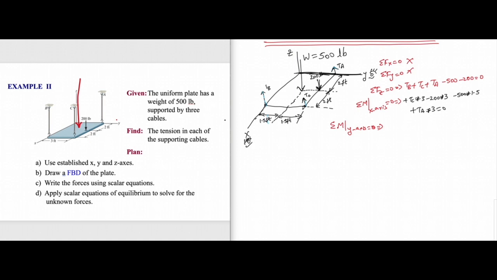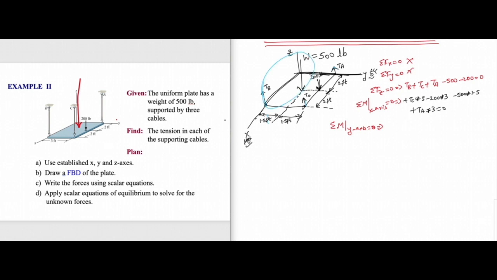Let's start from TB. What is the distance of TB from the y-axis? 4 feet. So this distance is 4 feet. And does it cause a rotational effect? Yes, it does. And it does like that.